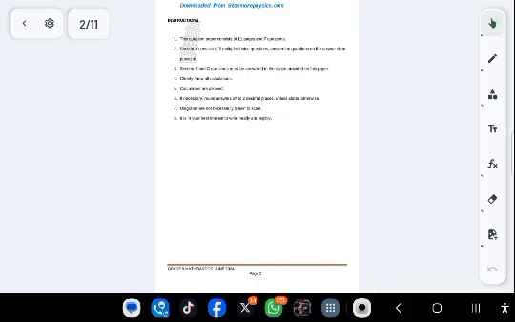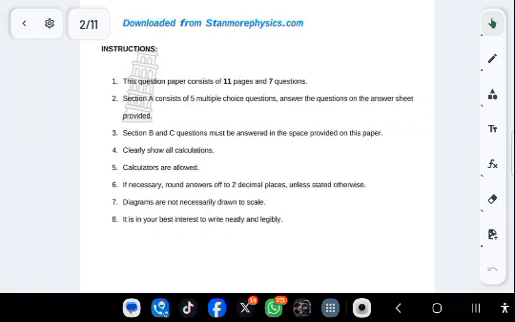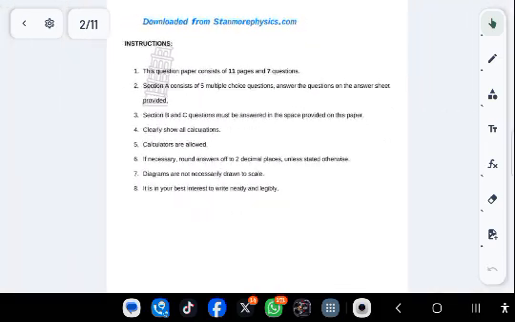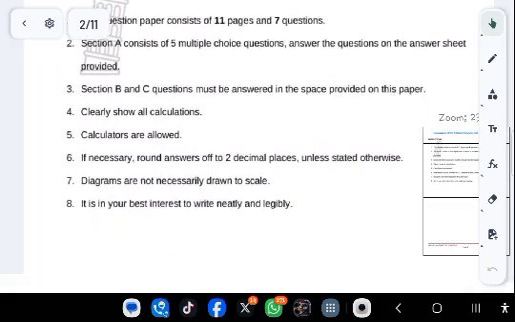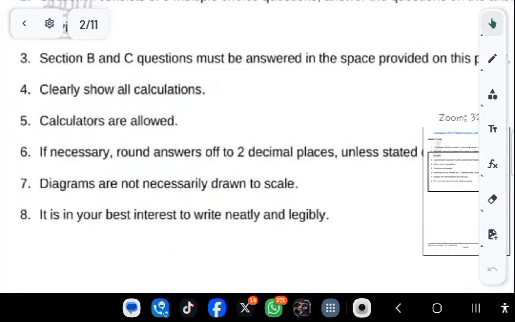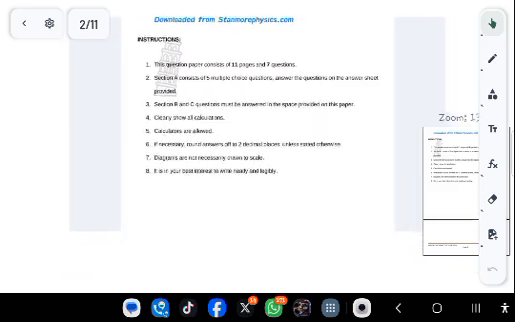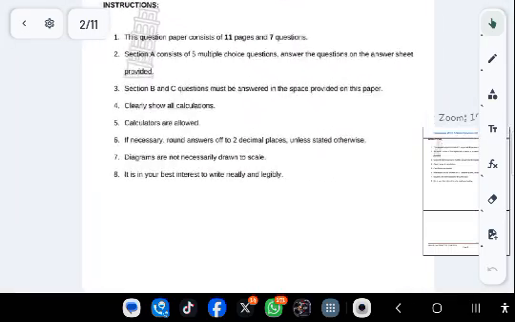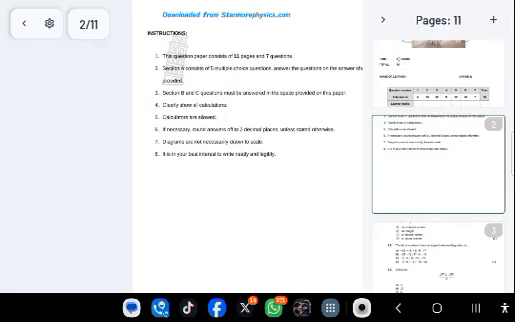First, let's look at the instructions. Make sure that you read the instructions very carefully because they will determine how you get your answers marked and the number of answers you get. So clearly show all your calculations if they say so. And they said calculators are allowed. In some cases, they will clearly tell you that you're not allowed to have a calculator in there. But if calculators are allowed, fun, no problem. We are going to use a calculator.